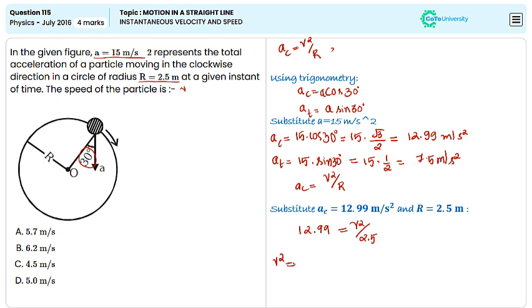Therefore, v square equals 12.99 into 2.5, that is equal to 32.475. Thus, v equals square root of 32.475, which is approximately equal to 5.7 meter per second. So the correct answer is option A.